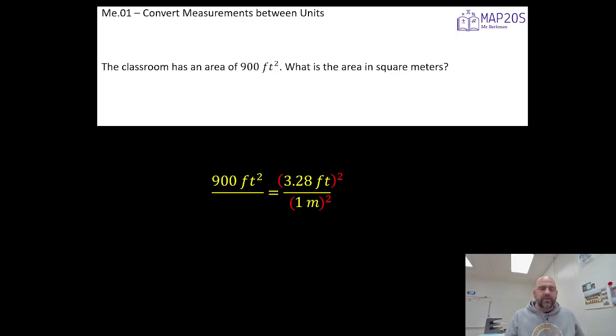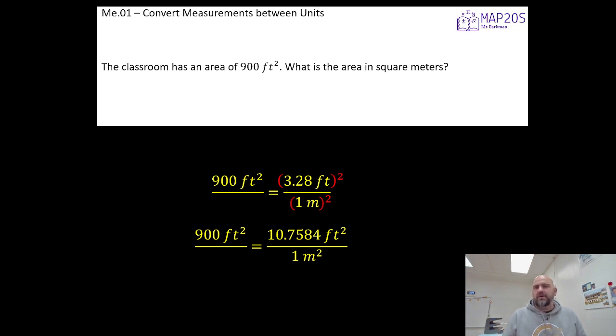Now, 1 meter squared is just going to be 1 meter squared. But the 3.28 becomes 10.7584 square feet. Now, depending on where you're doing this, if you're in my class, I usually say keep about 2 decimal places. If you're somewhere else, you might want to keep a few more. You can do these calculations as a part of the cross multiply and divide calculation that I normally go through, but you can also do it separately as well, like I've just done.